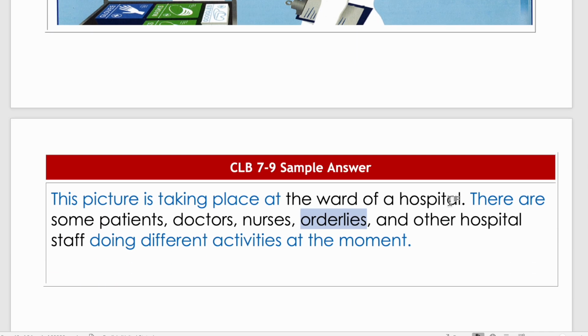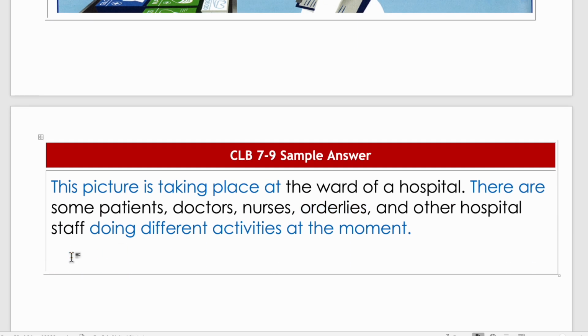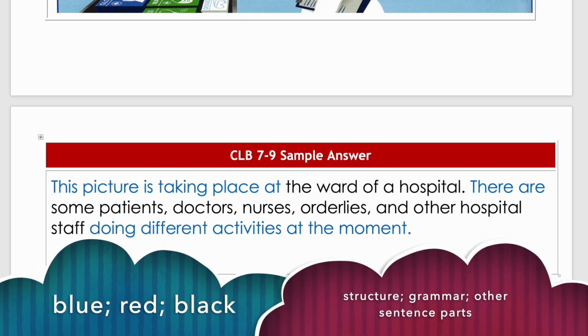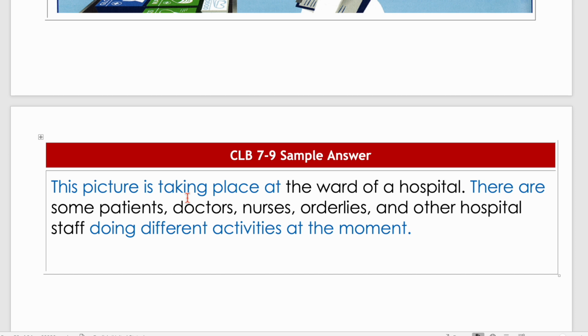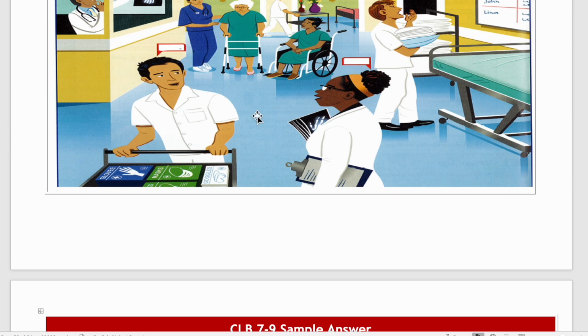So, very good start. Okay, everyone, don't forget that I'm going to be using color coordination. Blue will be my structure organization, okay, and red will be my main grammar form. I don't have it here yet, but black will be all other parts of the sentence. So let's get started now with the front of the picture. We want to organize, okay?